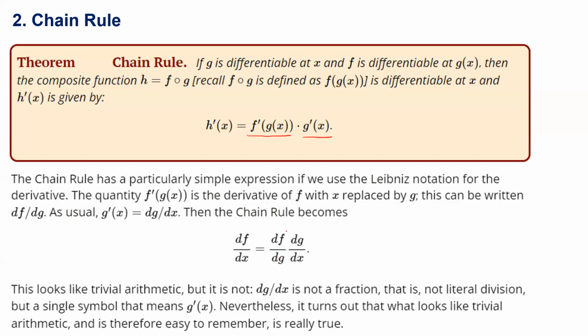times dg by dx. That means the derivative of f with respect to g, right? Which means the derivative of the exterior function times the derivative of g with respect to x, which is the derivative of the interior function. So note here that dg by dx is not a fraction, that is not literal division, but a single symbol that means the derivative of g(x) with respect to x. Nevertheless, it turns out that what looks like trivial arithmetic and is therefore easy to remember is really true.